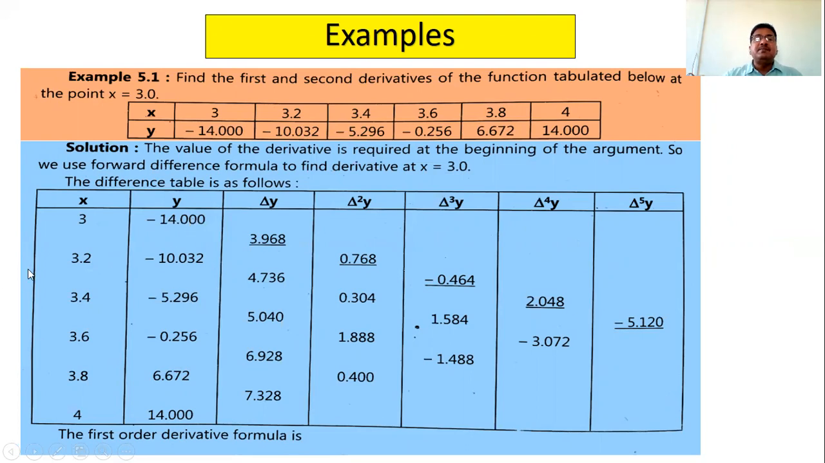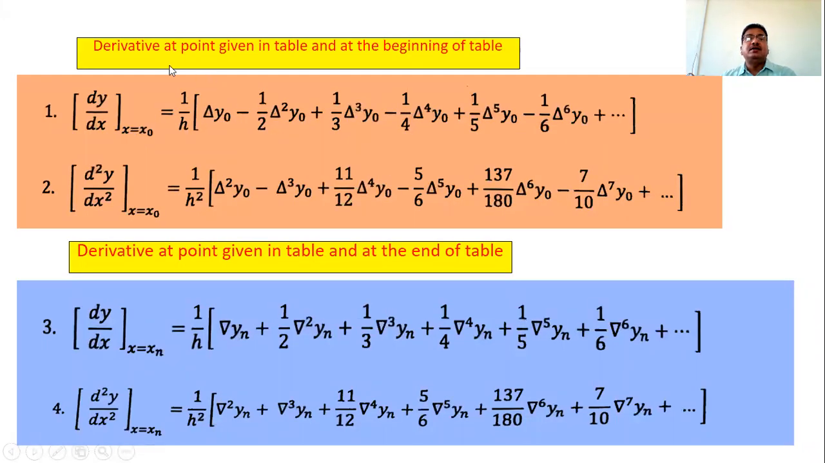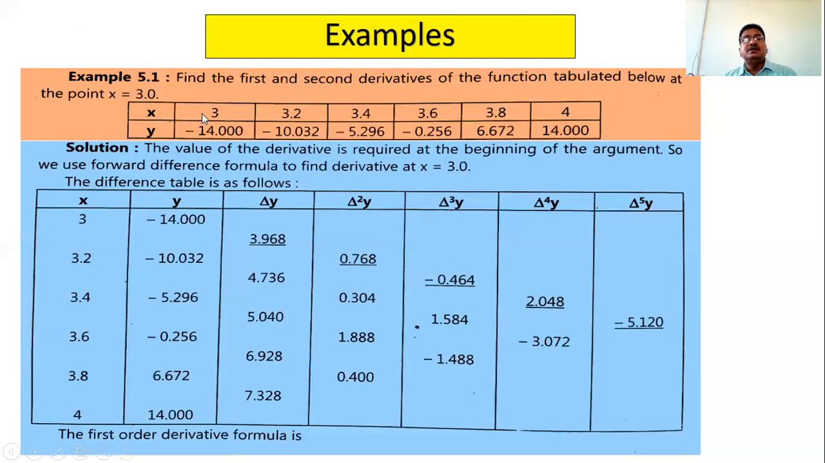So the first example on numerical differentiation. What is the example? Find the first and second derivative of the function tabulated below at the point x is equal to 3.0. That is, we have to find the first and second order derivative by using numerical methods at the first point, at 3, and that's why we have to use these formulas. That is the derivative at a point given in the table and at the beginning of the table. Is the point at the beginning of the table? 3 is at the beginning of the table and given in the table.